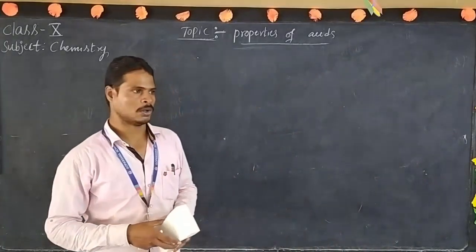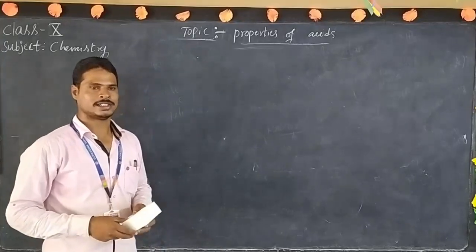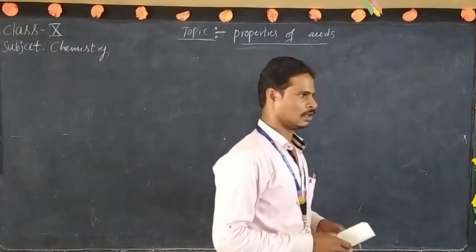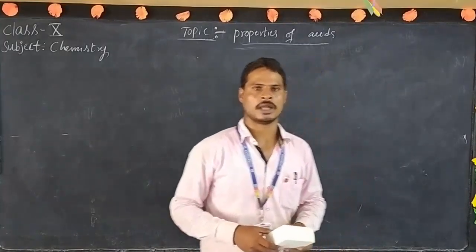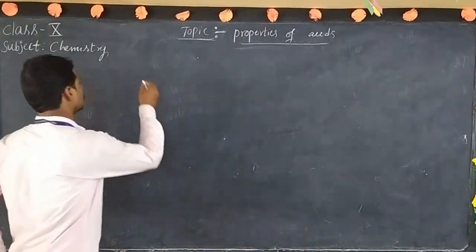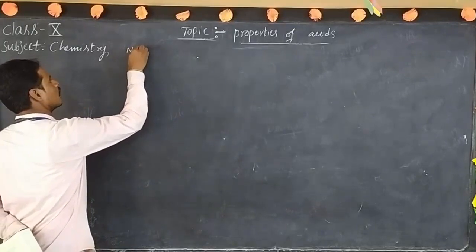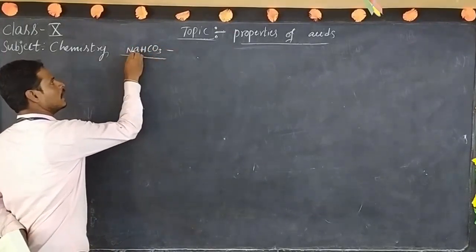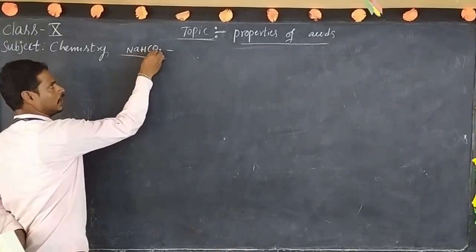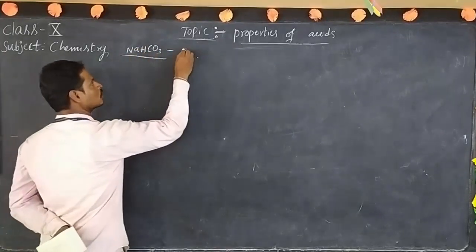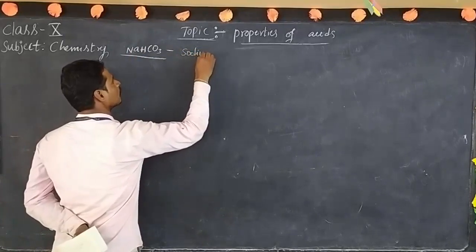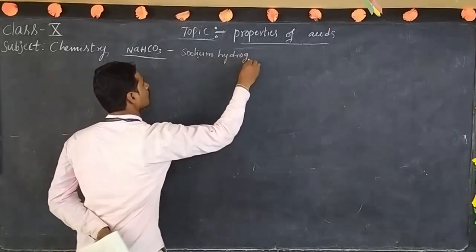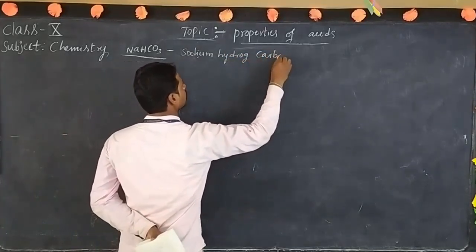Today we discuss how acids react with metal bicarbonates. What are examples of metal bicarbonates? This is a metal bicarbonate. Another name is sodium hydrogen carbonate.